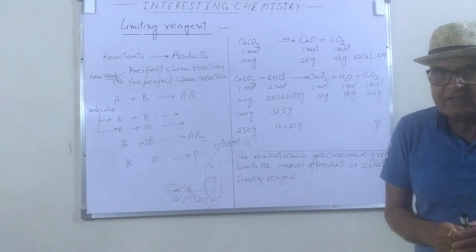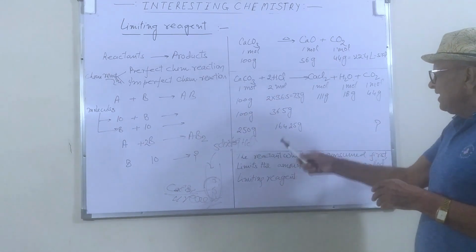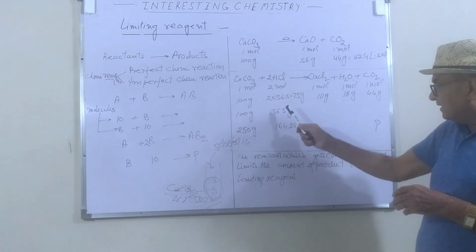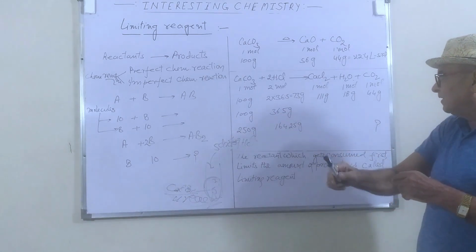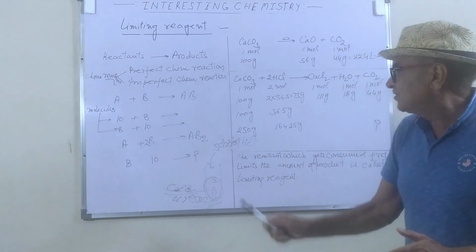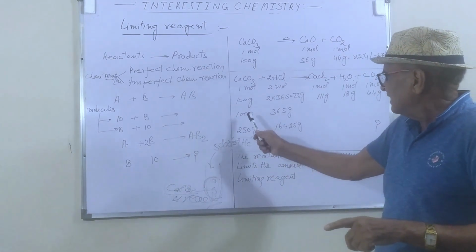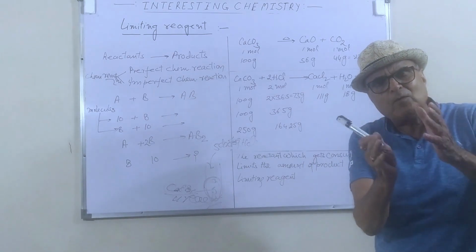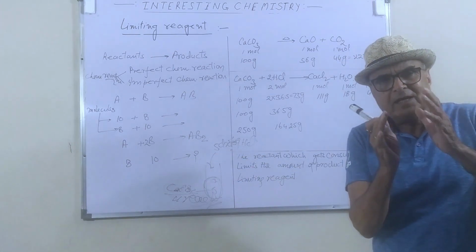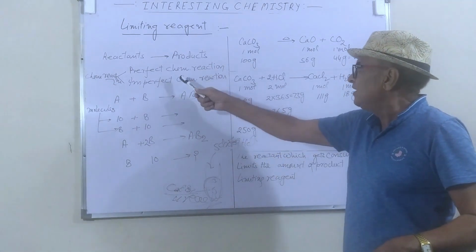But now, if I ask you, when I have taken 100 gram of calcium carbonate and only 36.5 gram of HCl, when the requirement is 73 gram, what will happen? This HCl will be consumed first, and some amount of the calcium carbonate will remain unreacted. So it is an imperfect reaction.